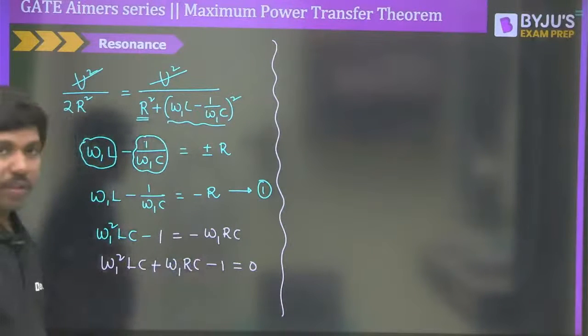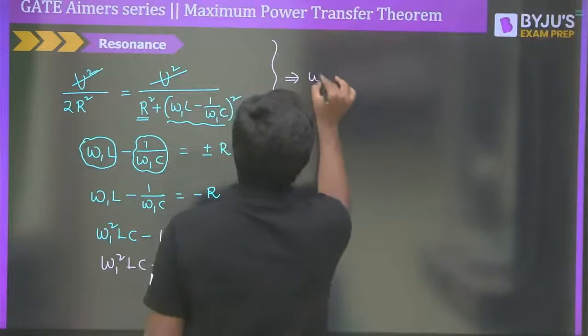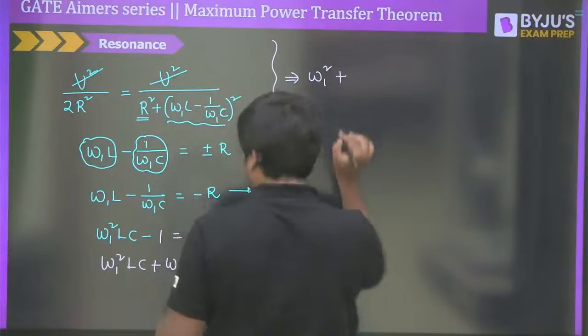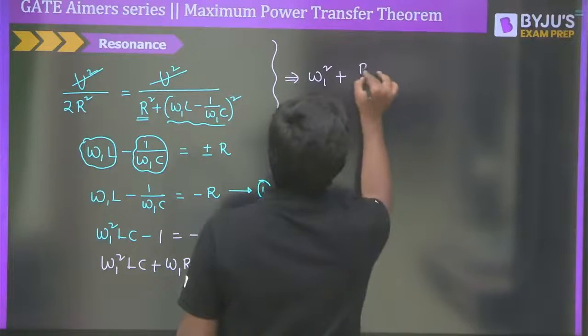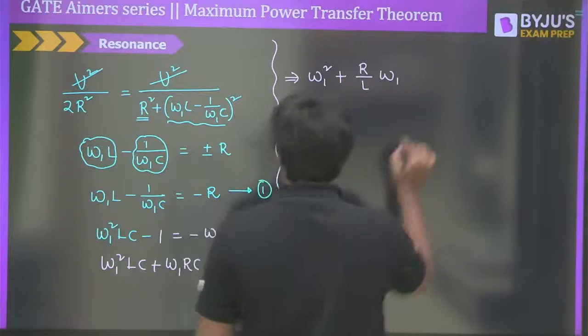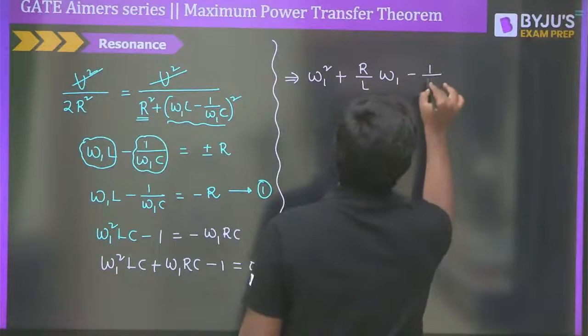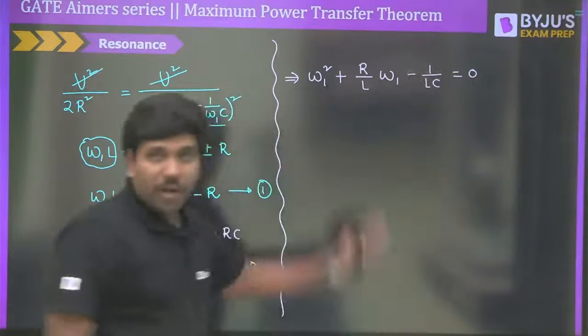Divide both sides by LC. So then clearly you will have omega 1 square plus, when you divide by LC, R divided by L, of course omega 1 will be there, minus 1 divided by LC. After a lot of hard work, you might get this equation. This is the quadratic equation.